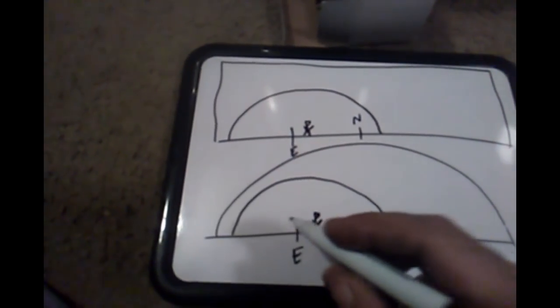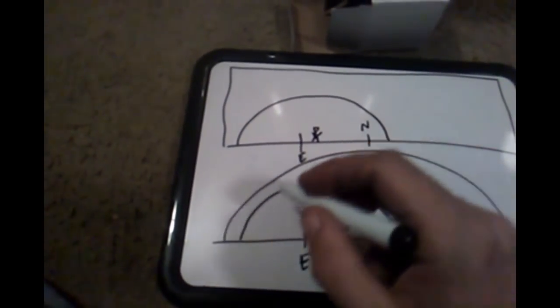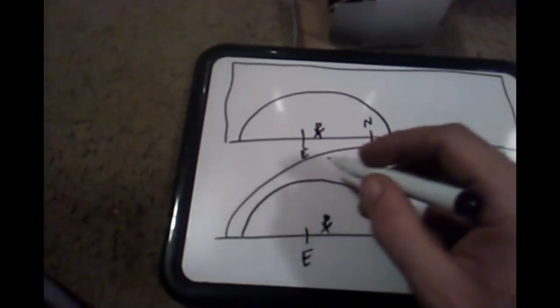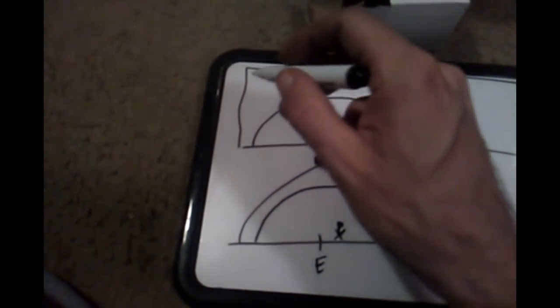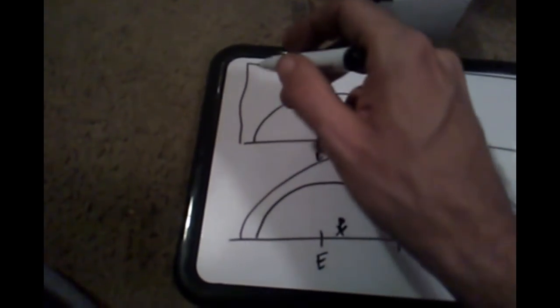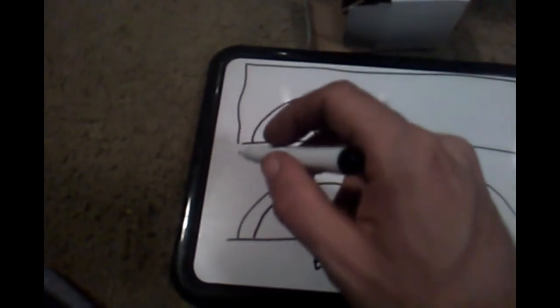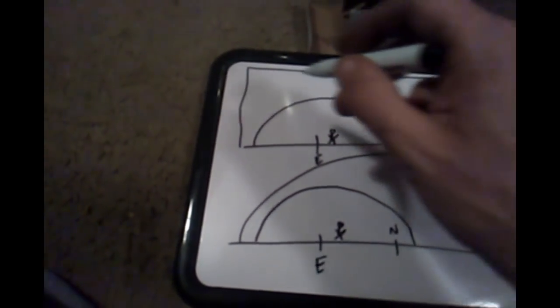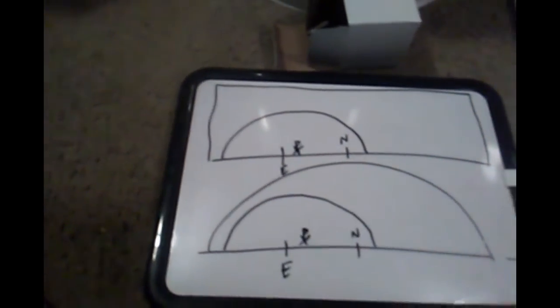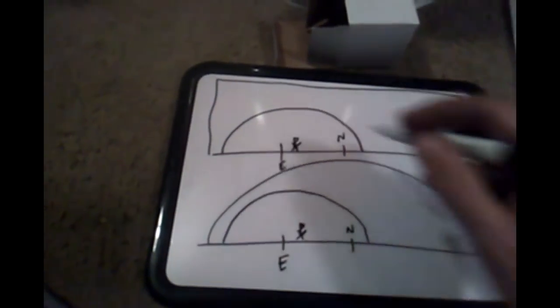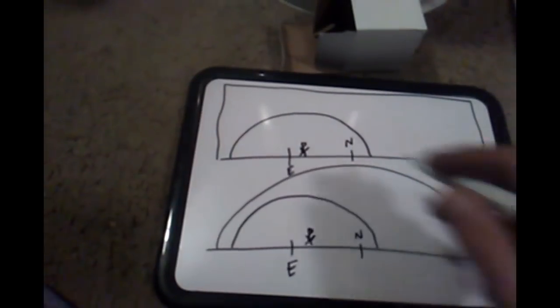Now over here, this dome right here will create the southern star trails that we need. I don't see how it could be done with a square like that. It almost has to be a domed structure.